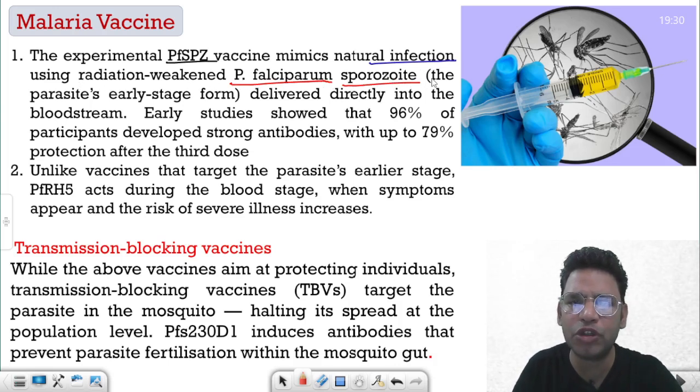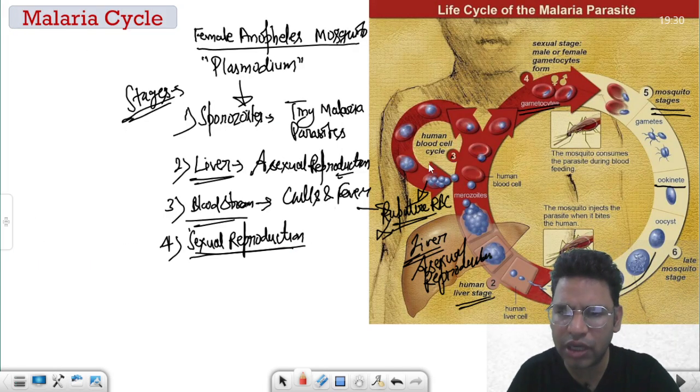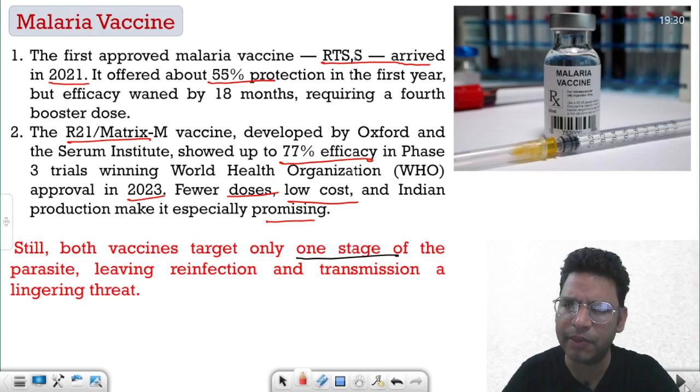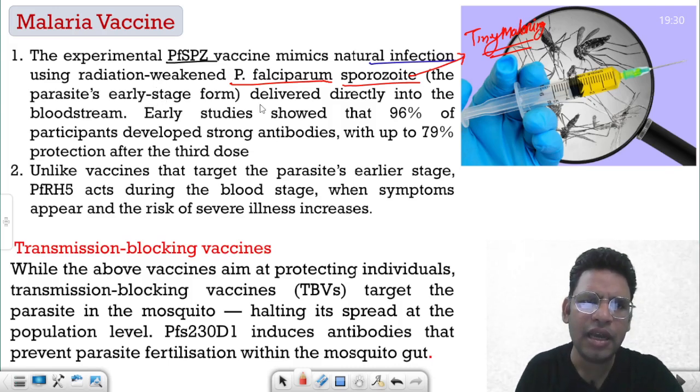Do you remember sporozoites? The tiny parasites, malaria parasites. They are entering the bloodstream. So this is what we are talking about. These sporozoites enter the bloodstream and undergo asexual reproduction in the liver, and before that they are taken out and weakened, and therefore delivered directly into the bloodstream.